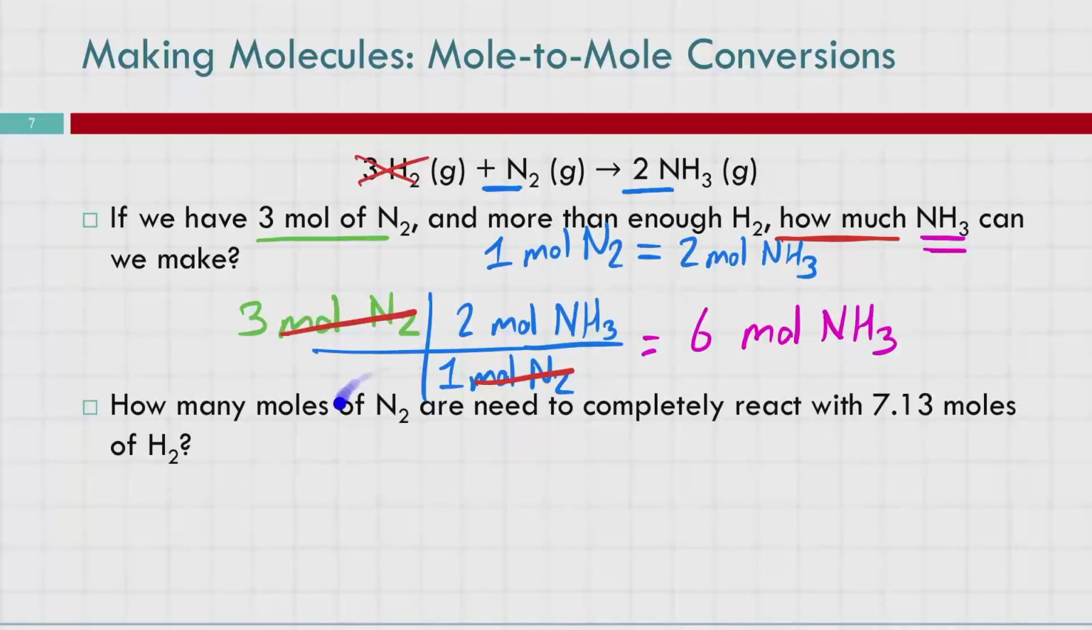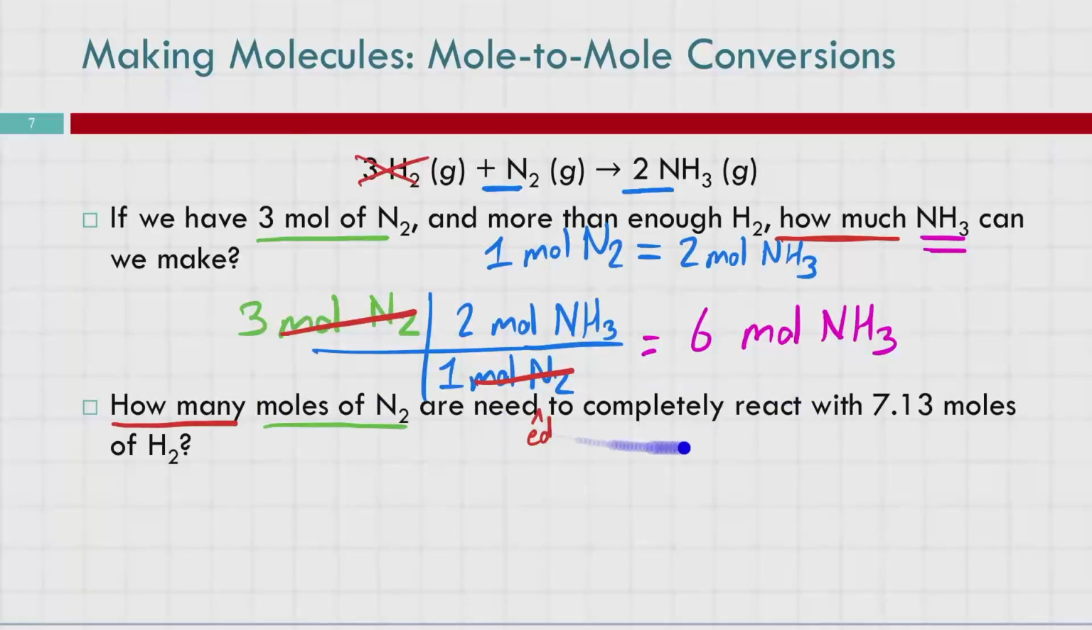How many moles of N2 are needed to completely react with 7.13 moles of H2? What are we finding in this second problem? We're finding moles of N2. Our question words, how many? And then directly after that, moles of N2. So even though the question's ending with moles of H2, that's not what we're finding. Sometimes we get confused and we think that the last thing is what we're finding. We're finding the moles of N2.